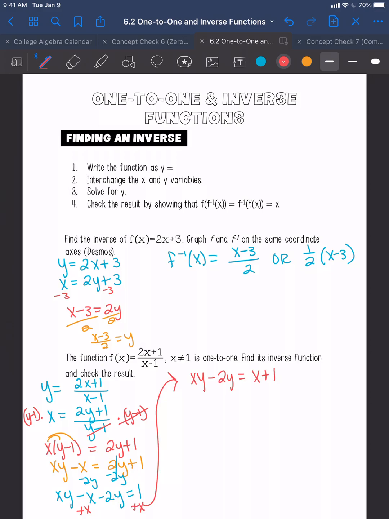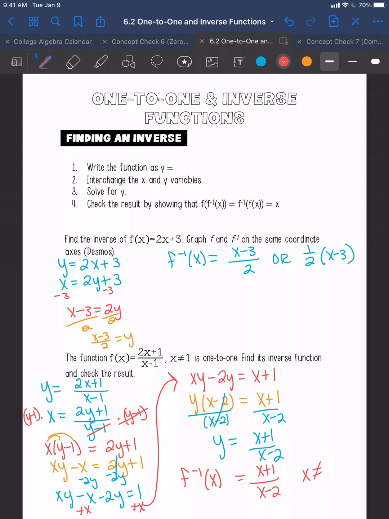And I gotta get just a single y. So right now I have y in both terms there. So that means I can factor out a y. And we're left with y times the quantity x minus 2 equals x plus 1. To get y by itself, divide everything by x minus 2. So y equals x plus 1 over x minus 2. So our final inverse function, f inverse of x, is x plus 1 over x minus 2, where x cannot equal 2.